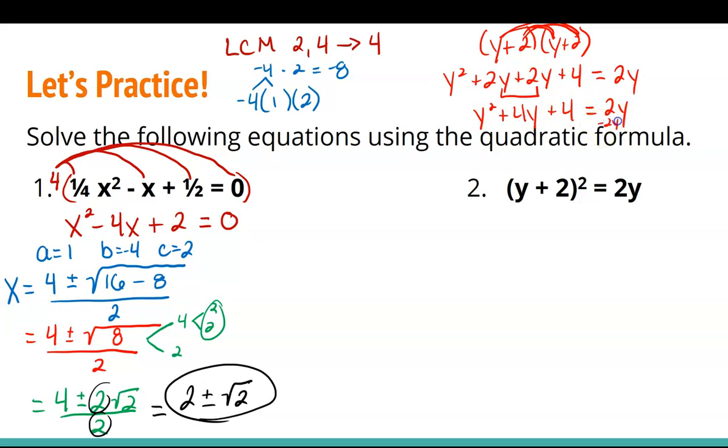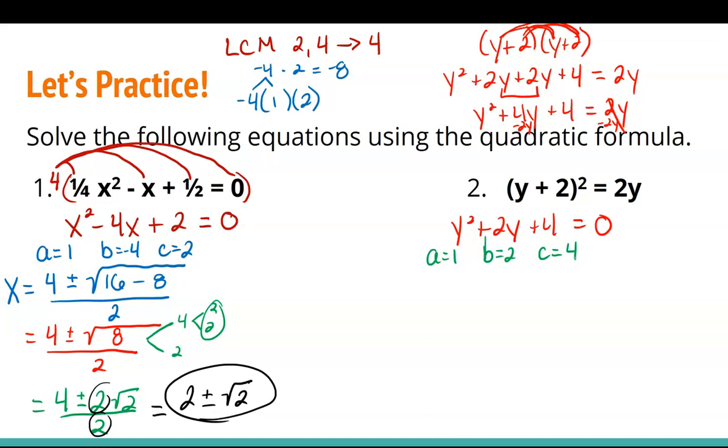Subtract 2y from both sides. And we will have y squared. 4y minus 2y is 2y. Bring down the plus 4. And this is now equal to 0. So we are all set up to do our quadratic formula. We have a equal to 1, b equal to 2, and c equal to 4.